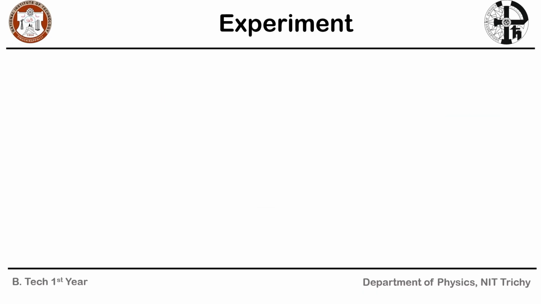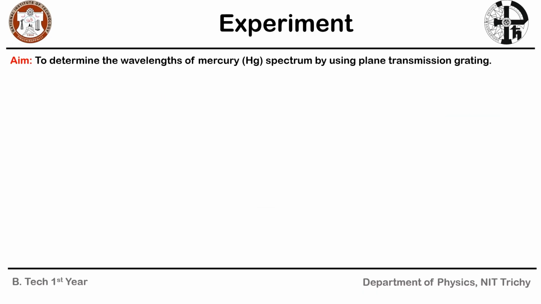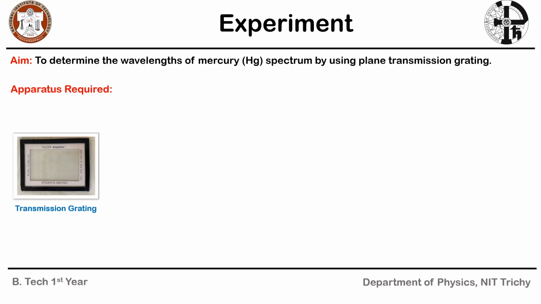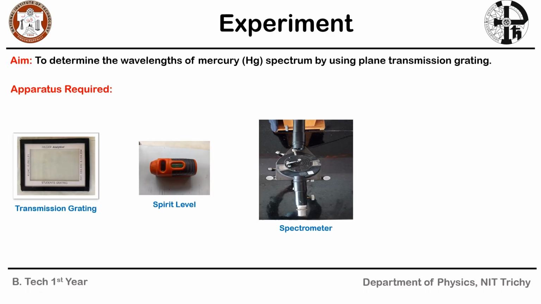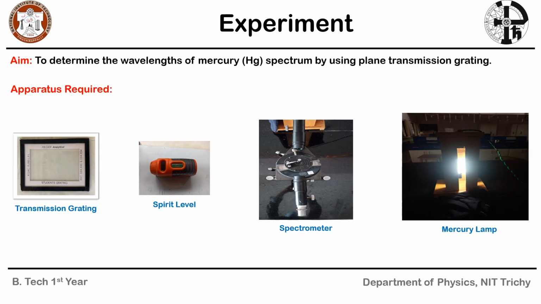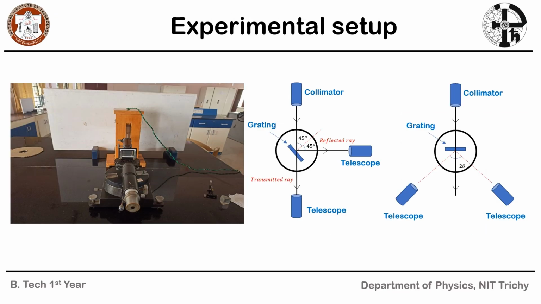The aim of this experiment is to determine the wavelengths of Mercury spectrum by using plane transmission grating. The apparatus required are transmission grating, spirit level, spectrometer, and mercury lamp. This is a picture of the experimental setup.